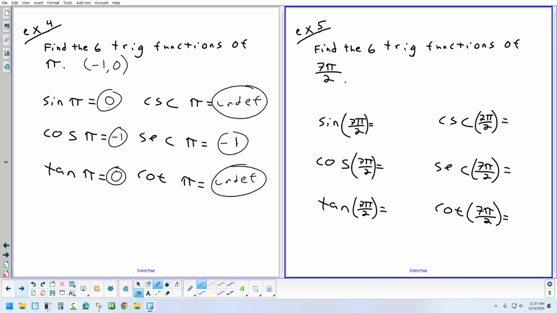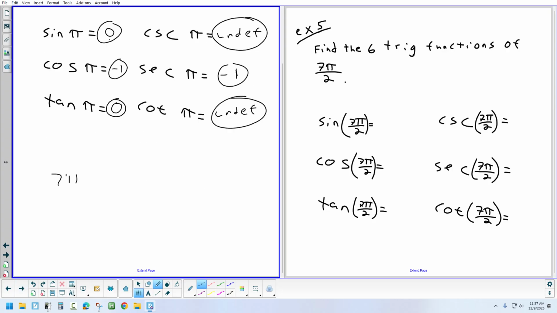All right, let's try this one. 6 trig functions of 7 pi over 2. What might we want to do first here that could make that a little easier for us to visualize? Put it in degrees. All right, let's put it in degrees. What do you multiply by to change it to degrees? 180 over pi. Yep.